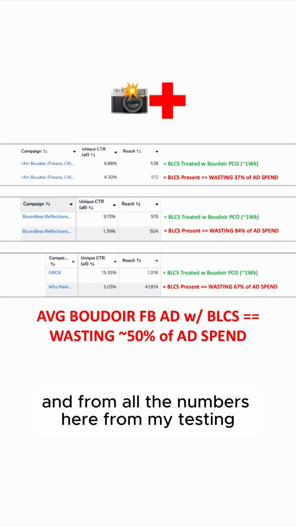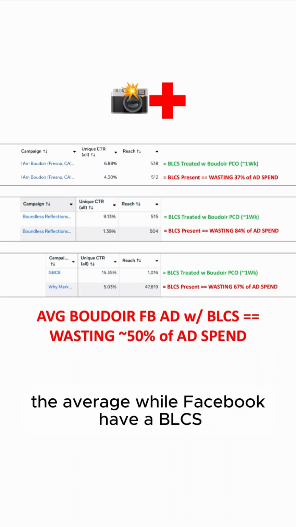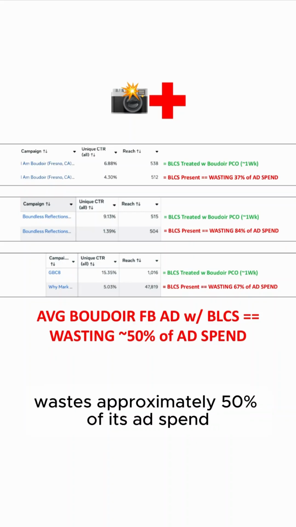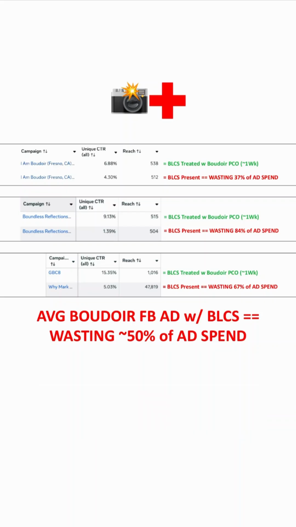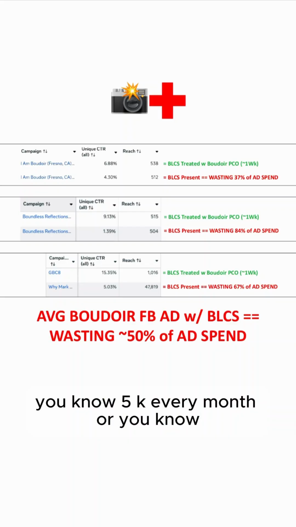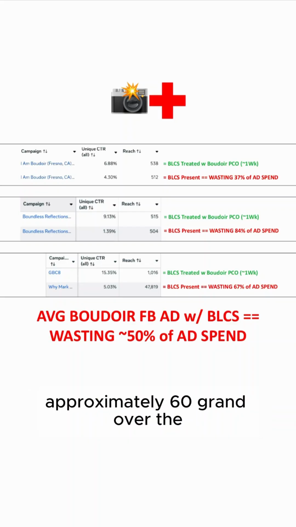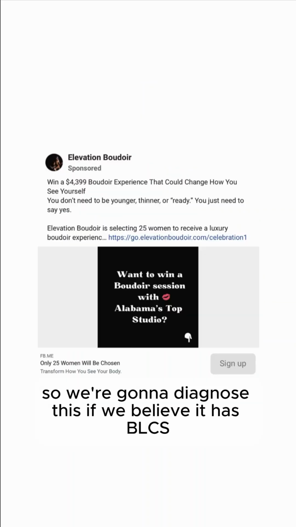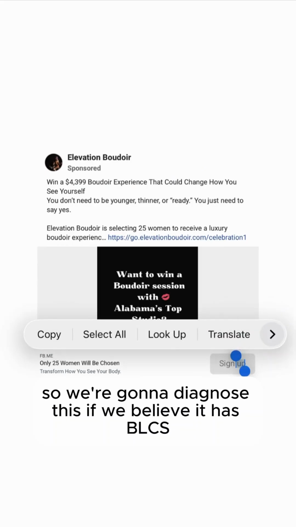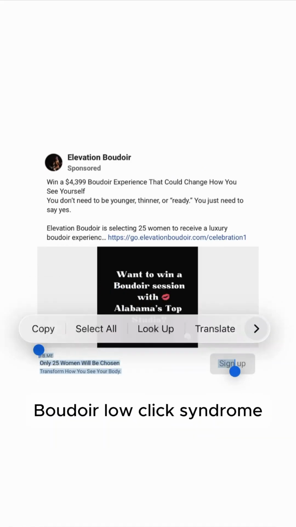And from all the numbers here from my testing, the average Boudoir Facebook ad with BLCS wastes approximately 50% of its ad spend, literally half going down the drain. So if they're spending 10 grand a month, on average, 5K every month, or approximately 60 grand over the next 12 months being wasted. So we're gonna diagnose this, see if we believe it has BLCS, Boudoir low click syndrome.